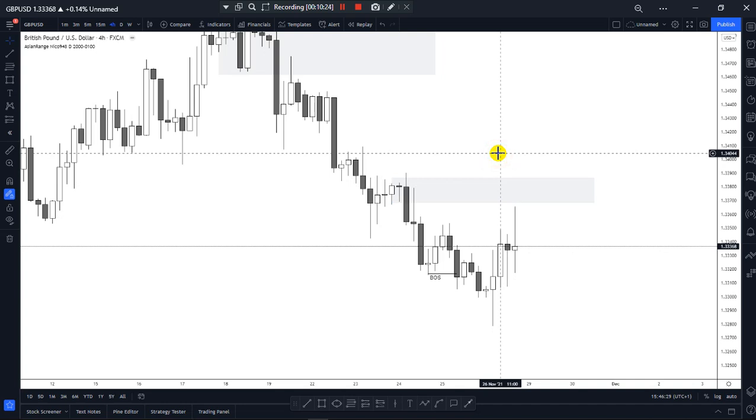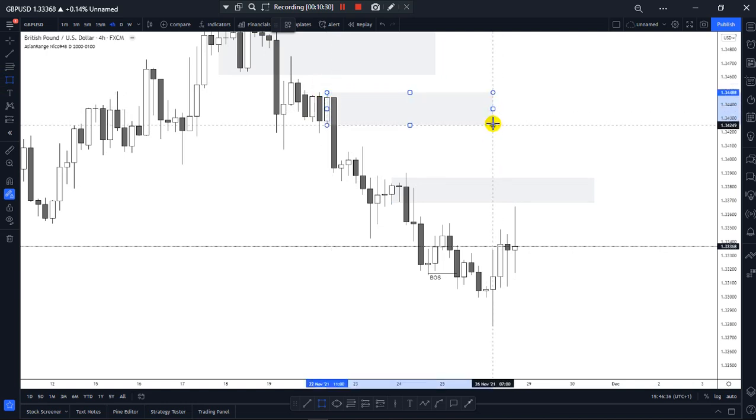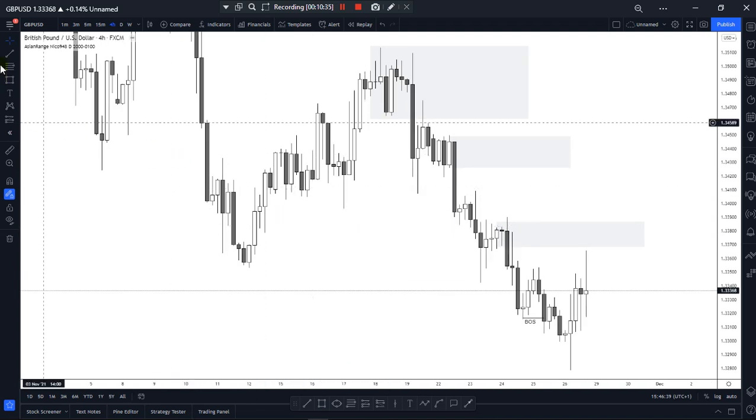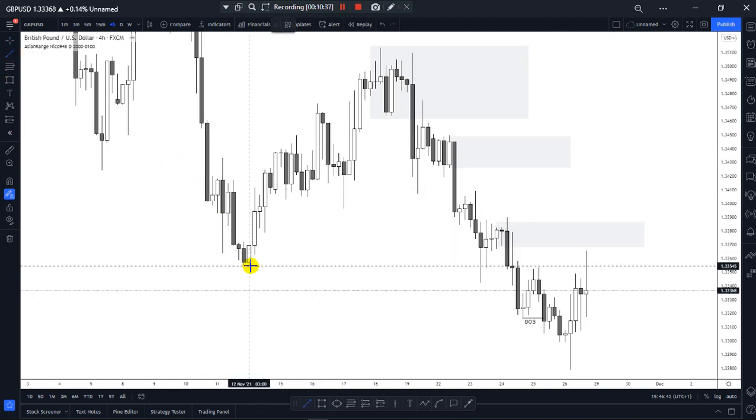So, guys, there are many levels that I couldn't mark here. This level is also a valid level to watch out. But I just believe that those in my Telegram group will also be seeing the updates on a daily basis.